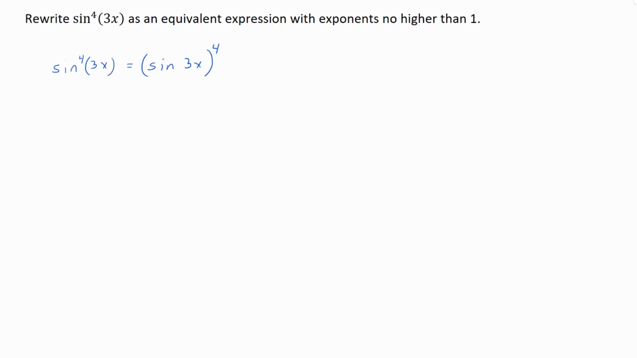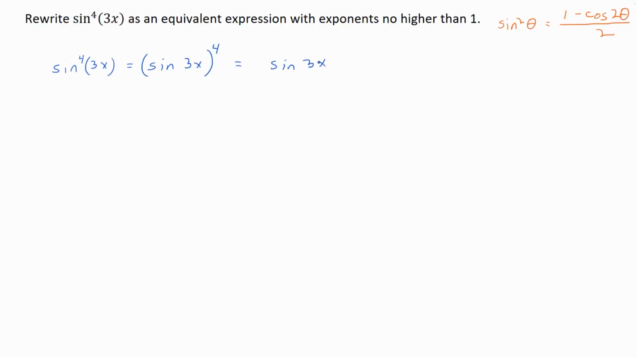And I want to remind you about an identity. It's called the power reducing identity. And it says that if you have sine squared theta, then that's equal to 1 minus cosine 2 theta all over 2. This is the identity we're going to use. And the way we're going to be able to use it is by thinking of the sine of 3x to the fourth power as sine squared squared.